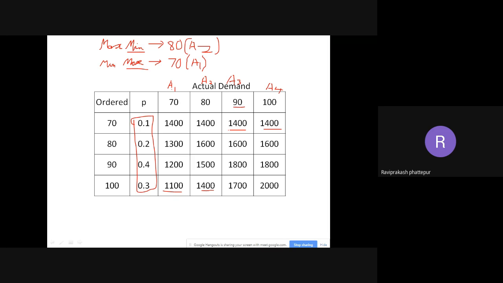So in this case, what do we need to do? The probabilities given to you are different. They are not the same. So multiply that value. Here in this case it is 1100, so 1100 into 0.3 I need to do, and write that value for alternative 1. Don't write 1100. The smallest value will be 1100 into 0.3. That is the value we need to write.